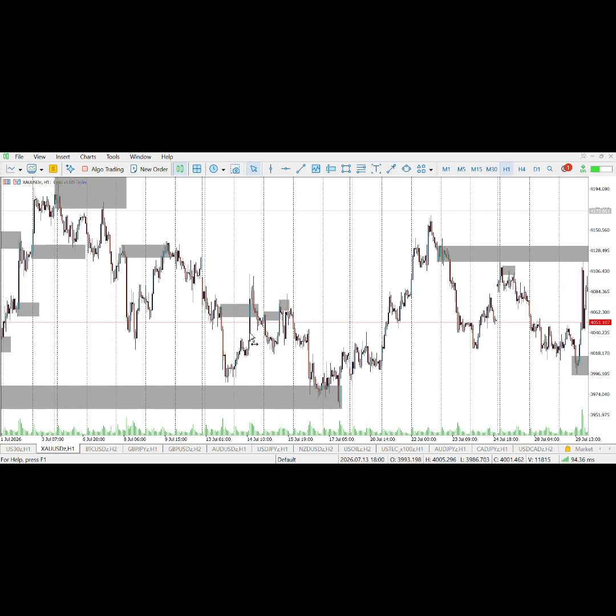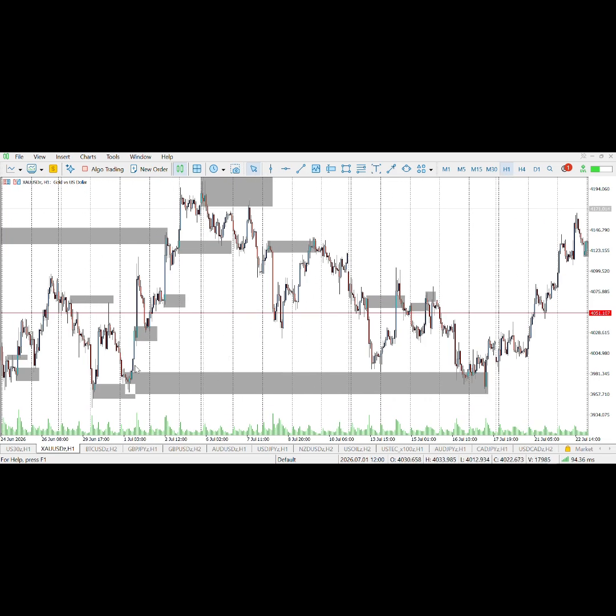How did the price move away? Here is one. Here is one. After creating this, you can see how it moves away from here. And here as well, after creating this, you can see how it creates this long candle. So it usually creates a long candle. Here as well, there is this long candle. Here as well, there is this long candle.